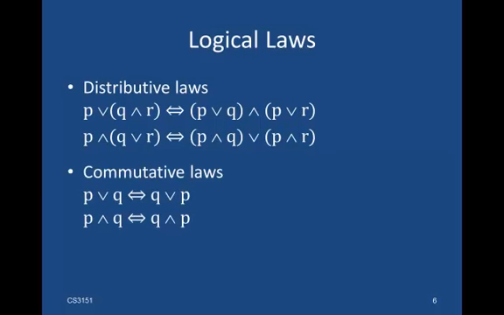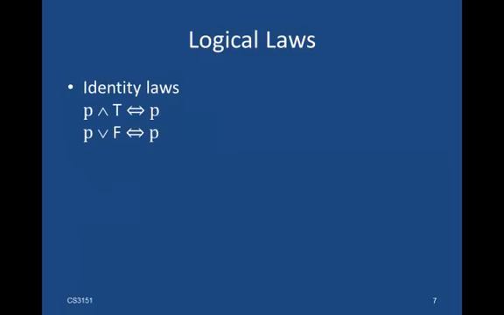The commutative law holds for the conjunction and the disjunction. The identity law says that the truth value of P and true is equivalent to the truth value of P, and the truth value of P or false is also equivalent to P. However, P or true is a tautology, that is, it is equivalent to true according to the domination laws, and the proposition P and false is a contradiction, that is, it is always false no matter what P's truth value is.